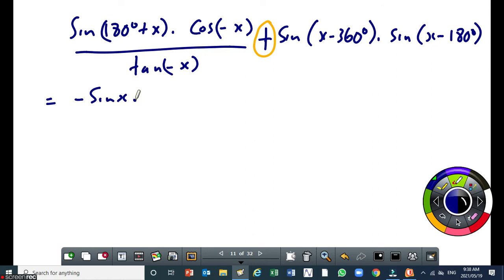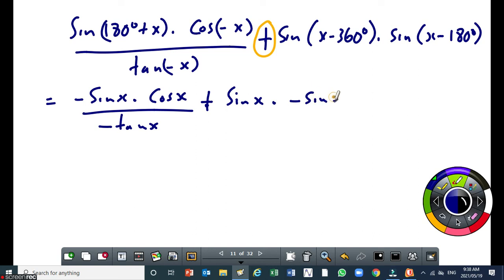Okay? Positive cos x. So this will be cos x all over tan minus x, that's minus tan x, times, like we have already determined that sine x minus 360 is equal to, so there's a plus here, sine x, right, times sine x minus 180, that's equal to minus sine x.